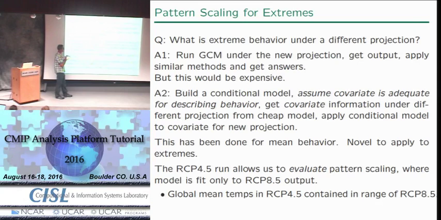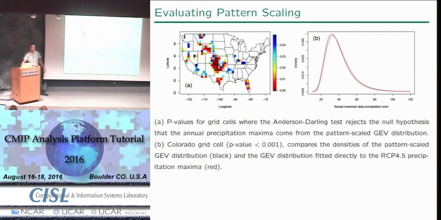We did it for extremes, and the takeaway message was, if you compare the distributions, this is actually the worst case. If you compare the distributions from the pattern scaling to the one that's actually fitted to the RCP 4.5 data, the distributions are effectively the same. And so what this says is this could be a useful tool for taking the output from one climate model, fitting a GEV to the output from one projection, and then using that model to make projections about other scenarios.